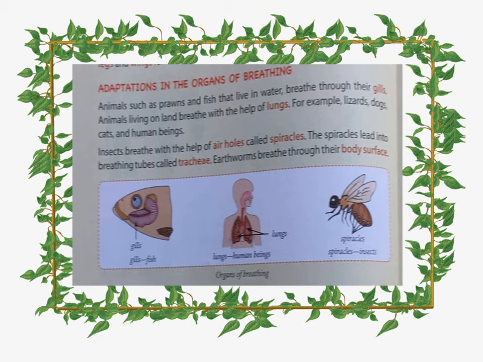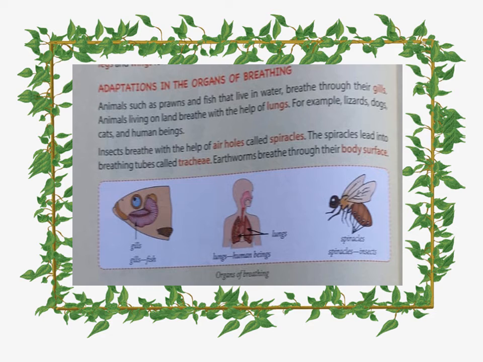Now further we can see the adaptation in the organs of breathing. Got it? It means how they are suitable for their habitat in breathing. Look, animals such as prawn and fish that live in water breathe through their gills. Animals living on land breathe with the help of lungs. Examples: lizard, dog, cats, human beings. Insects breathe with the help of air holes, called spiracles.